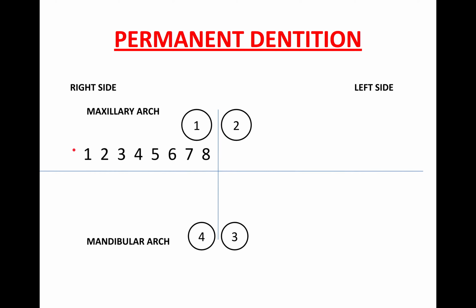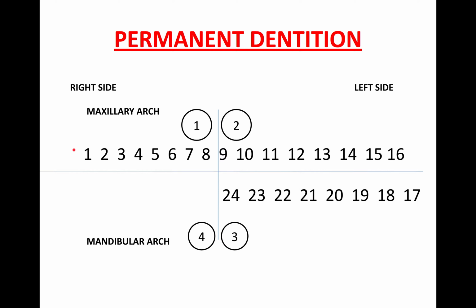So we have 32 teeth, and each has its own number, like this. First stands for permanent maxillary right third molar, because it is the right maxillary third molar. Then the permanent maxillary right second molar, then the maxillary right first molar.